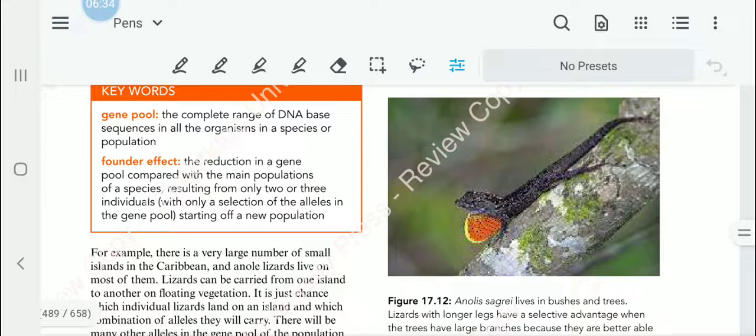Write down these two definitions. Gene pool: the complete range of DNA based sequences in all the organisms in a species or population. Founder effect: the reduction in a gene pool compared with the main population of a species, resulting from only 2 or 3 individuals, that is, with only a selection of the alleles in the gene pool starting off a new population.